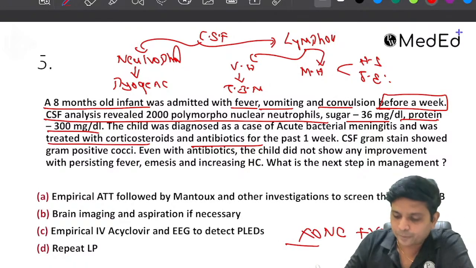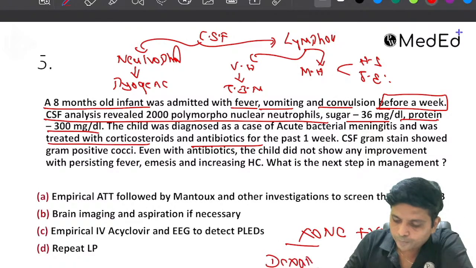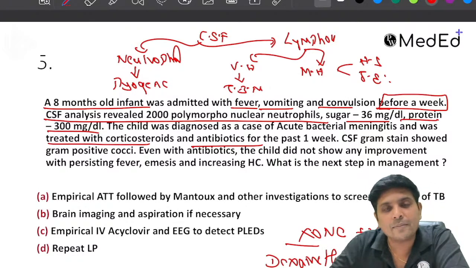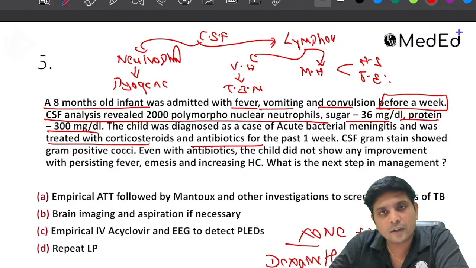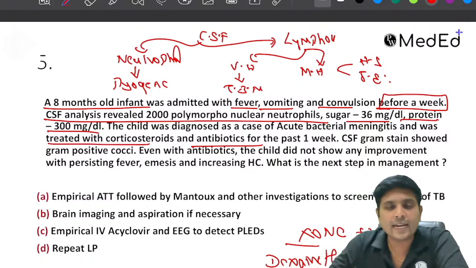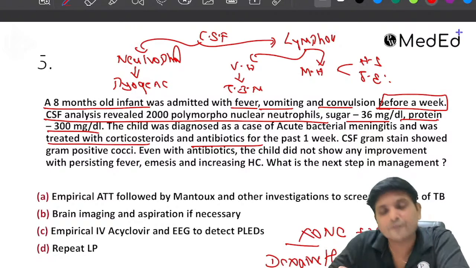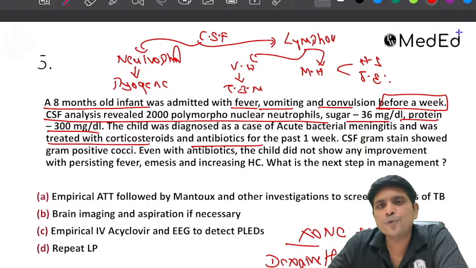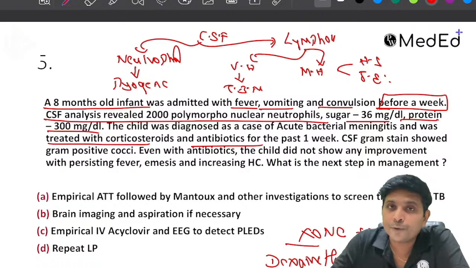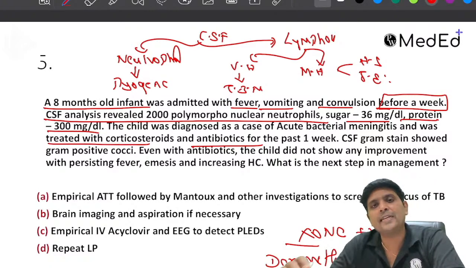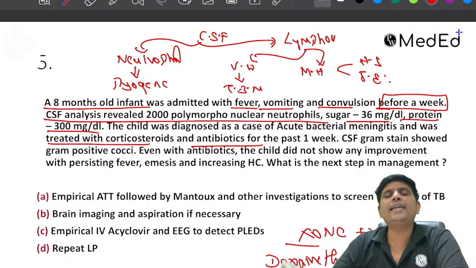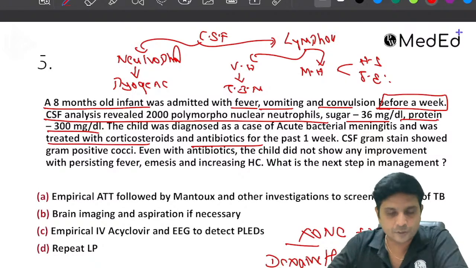Why steroids, particularly dexamethasone? Each and every suspected case of acute bacterial meningitis will be given a dose of dexamethasone for about a day or two, a maximum of 5 to 7 days, along with the first dose of antibiotic. Why? Because it greatly reduces the incidence of sensorineural deafness occurring as a sequela of treating bacterial meningitis.